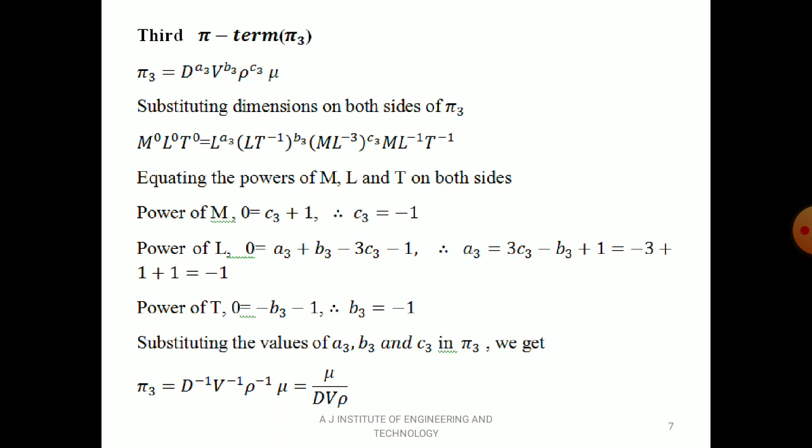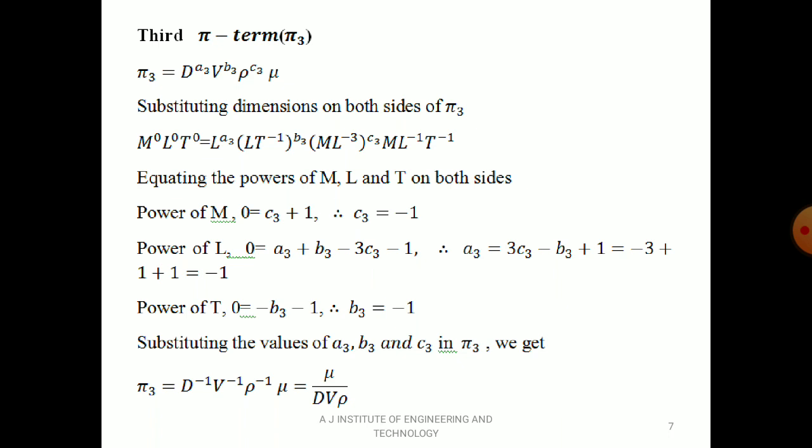So I have the values of b3 and c3: b3 equals minus 1, c3 equals minus 1. So I'll substitute those values in the expression for a3. So a3 equals 3c3 minus b3 plus 1. So 3 into minus 1 becomes minus 3 minus b3.